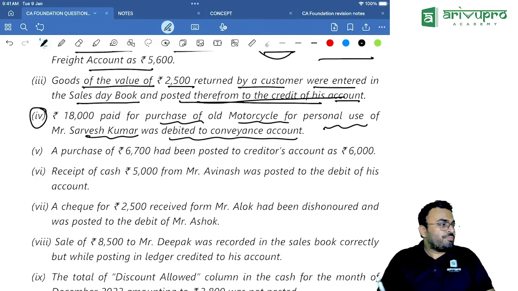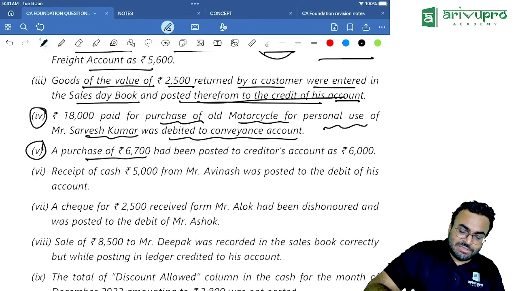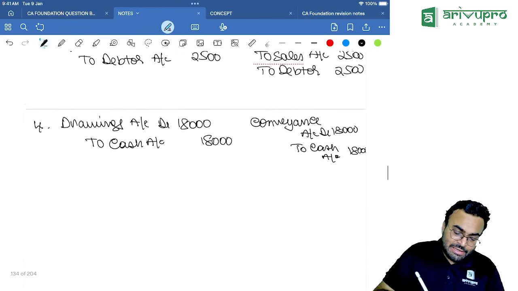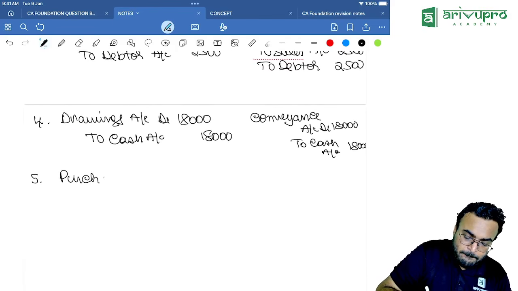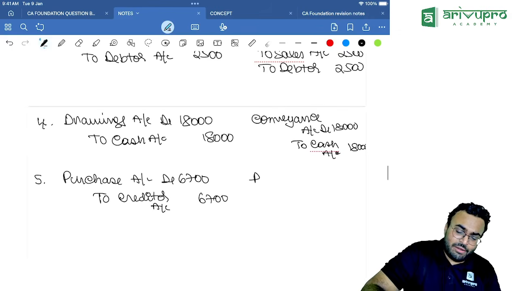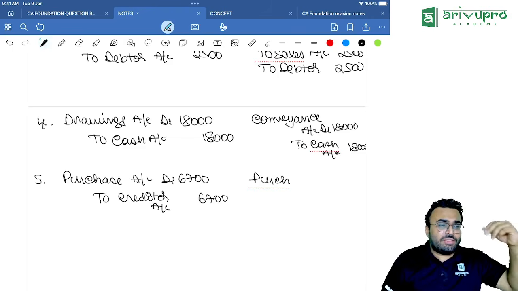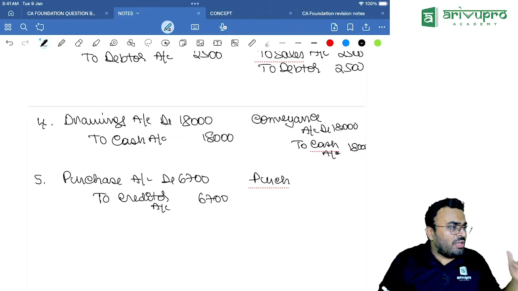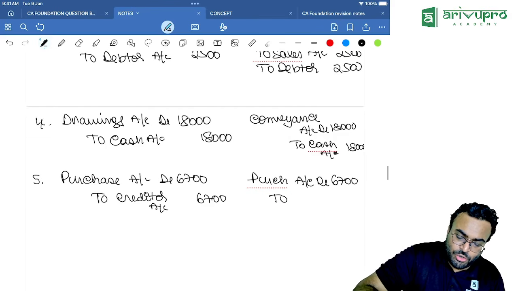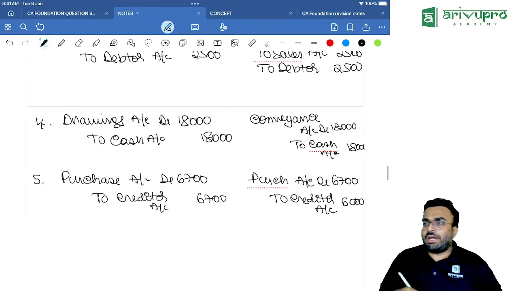The fifth one. Fifth error. Purchase of 6,700 has been posted to the creditor's account as 6,000. What is the correct entry? Purchase account debited 6,700 to creditor account 6,700. What is the wrong entry? Golden rule of rectification: what they did not tell is always correct. They did not talk about purchase at all; they only spoke about creditor. So purchase account debited 6,700 to creditor account 6,000.